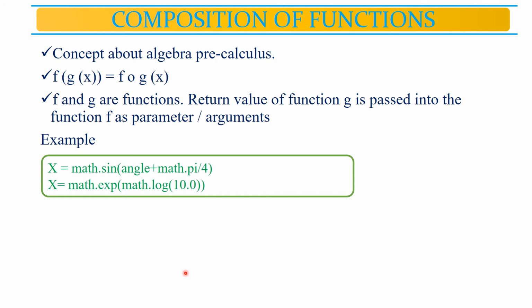The value of the innermost expression is computed first, and then the resulting value is used as an argument for the math.sin function. Similarly, we can consider this expression. Here the value of math.log of 10 is calculated first, and then this resulting value is passed as the argument to math.exp.